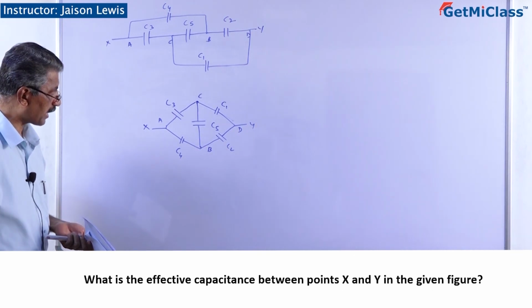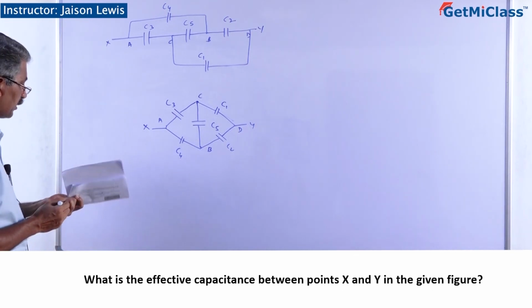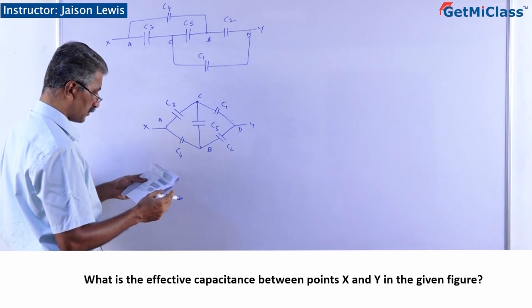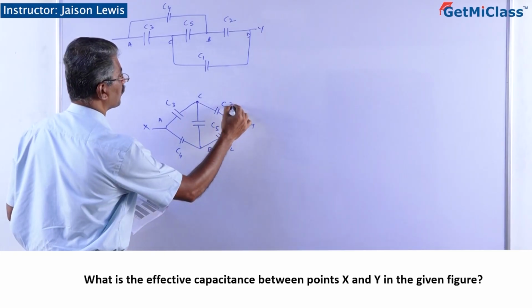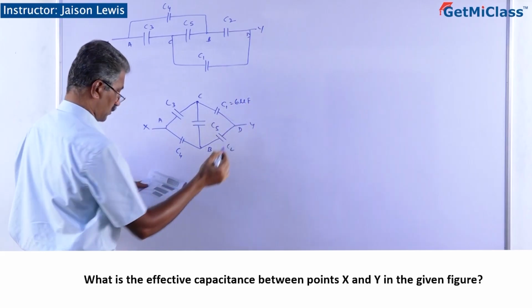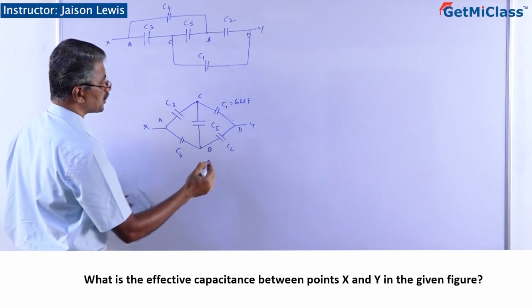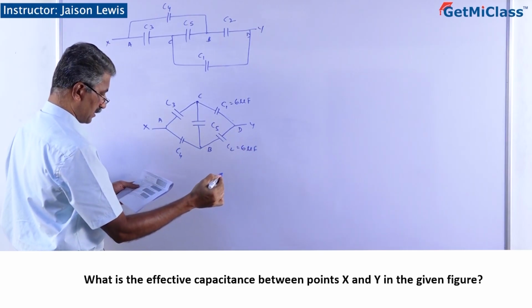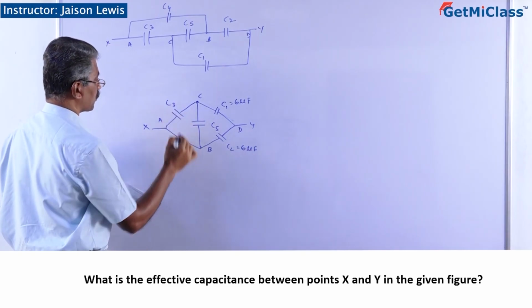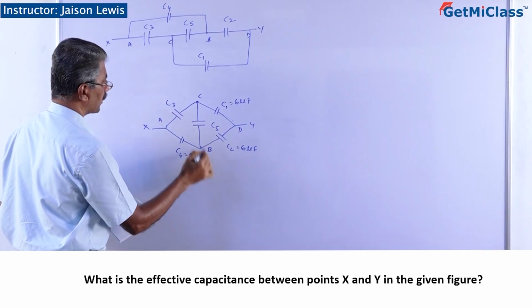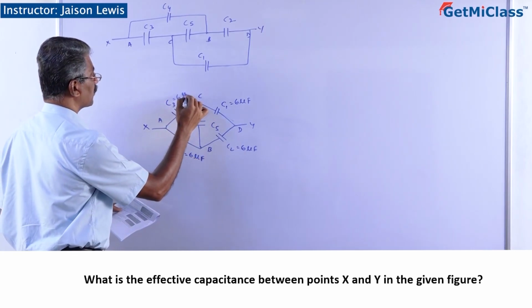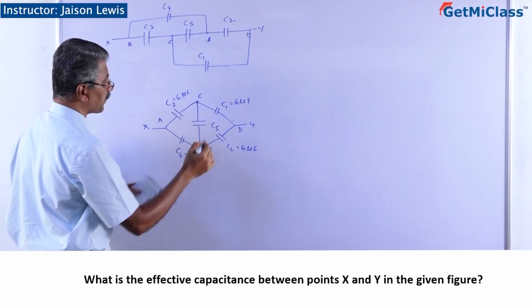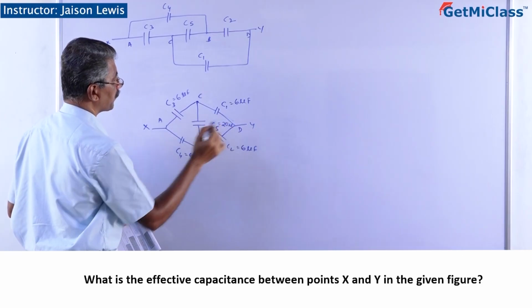Between X and Y we have 5 capacitors, and the values are given: C1 is 6 micro, whereas C2 is 6 micro, C4 also 6 micro, and C3 is 6 micro. Only C5 is different, and that is 20 micro.